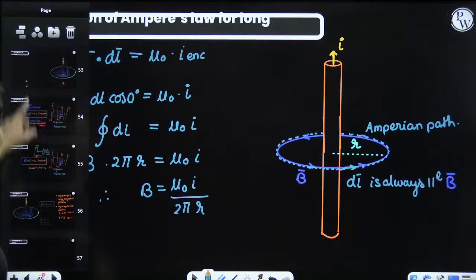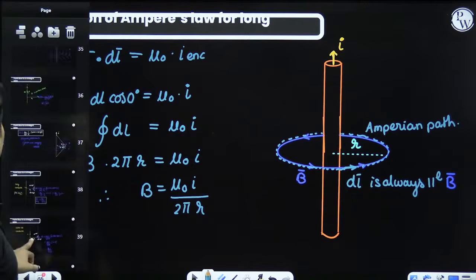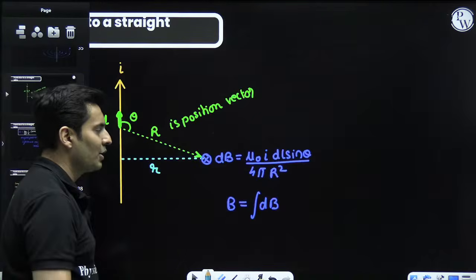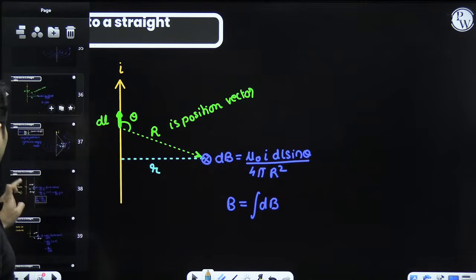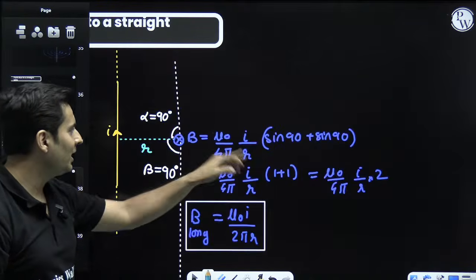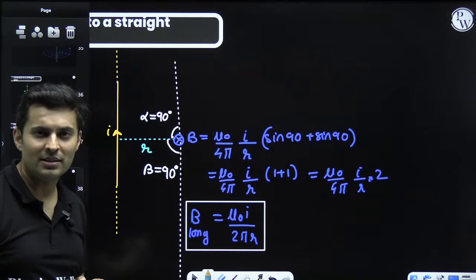After so much of nonsense, where is that nonsense? Let's go. See, this is that nonsense. I told you, you have to take the wire, integrate it, find the field, and then you get a generic formula. And in that generic formula, you put alpha as 90, beta as 90, and solving, you get mu naught I by 2 pi. So much nonsensical business.